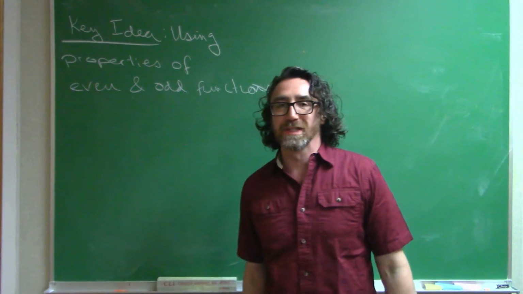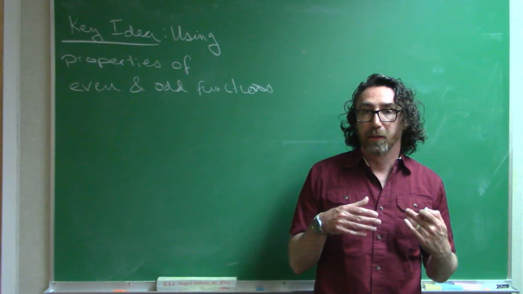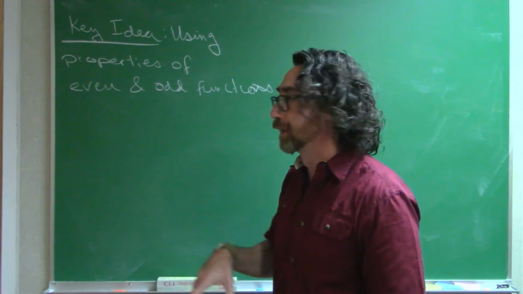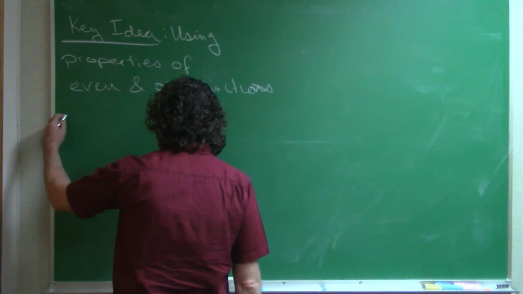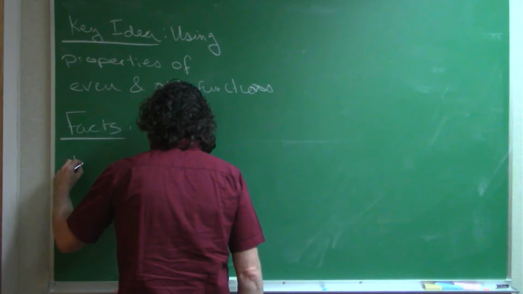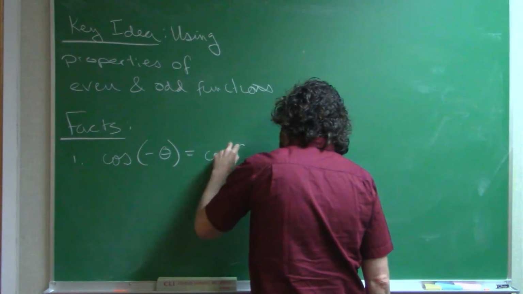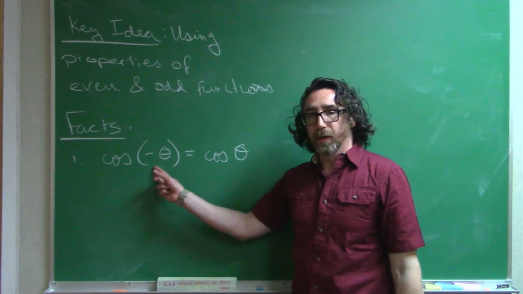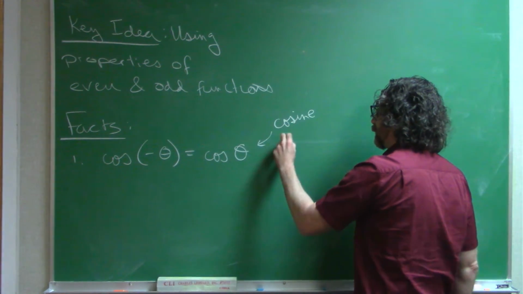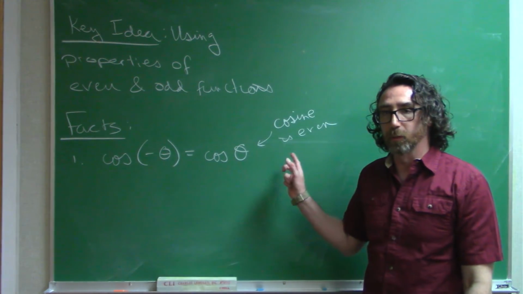In this video we are going to discuss using some properties that the trig functions possess, namely that some of the trig functions are what we call even functions and some of the trig functions are what we call odd functions. Okay, so a couple of facts. Cosine of negative theta is equal to cosine theta. Cosine is an even function.